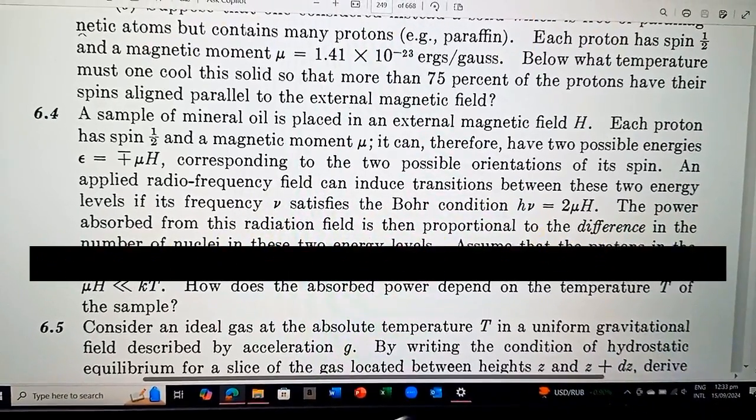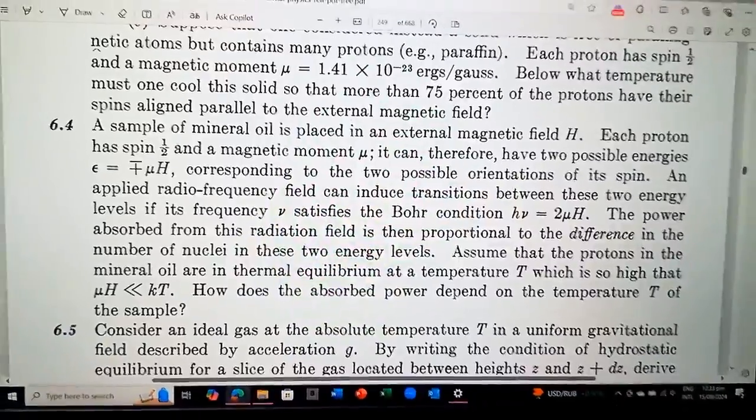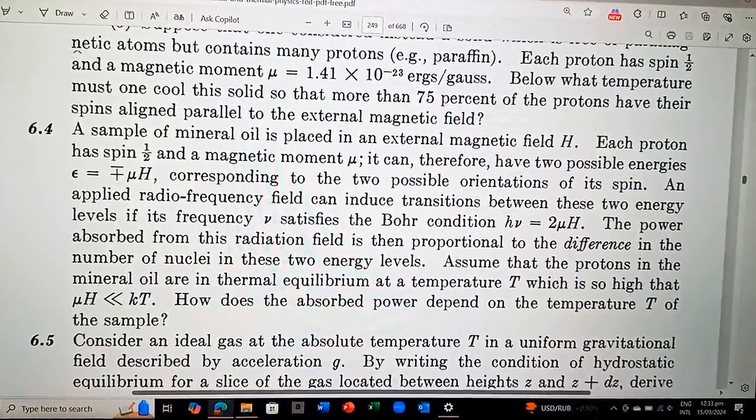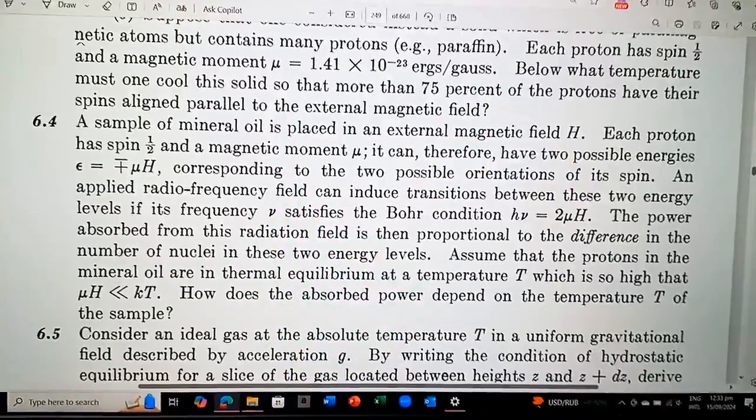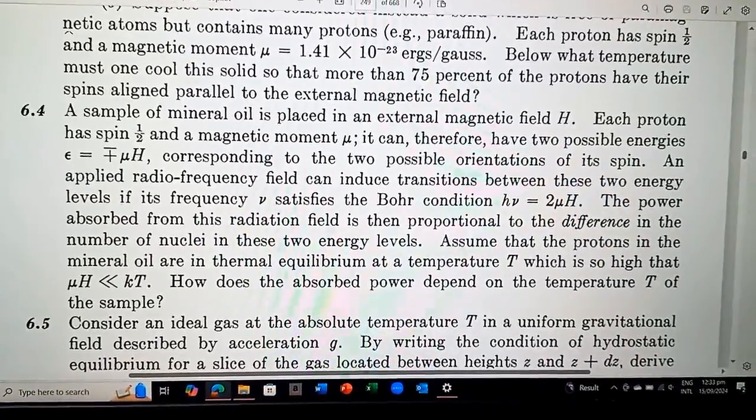In this video, we are going to solve problem 4 from chapter 6 of Fundamentals of Statistical and Thermal Physics by Reif. This is the book name. So let's see the problem statement and we will dive directly into the solution.